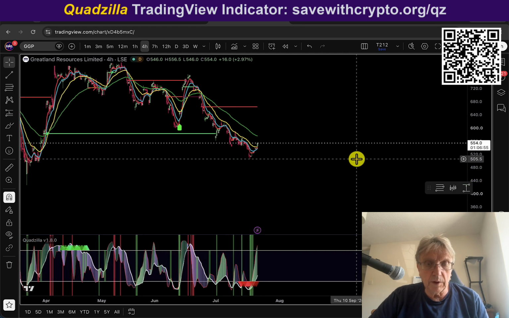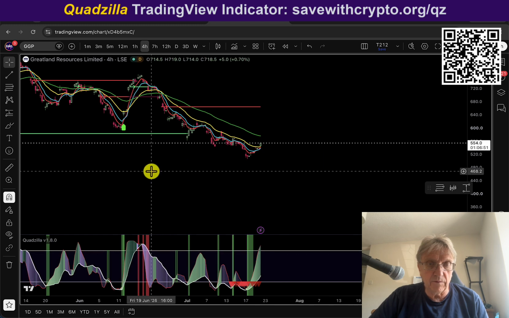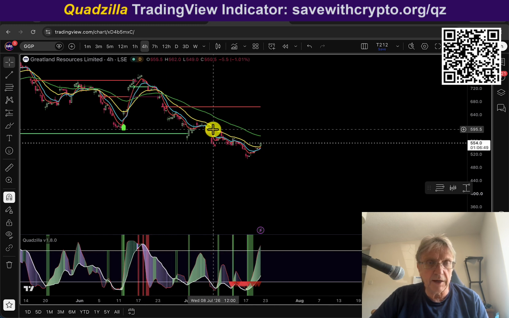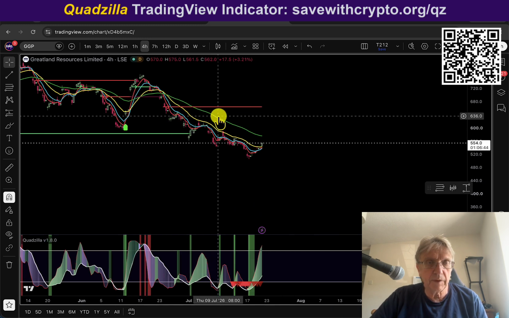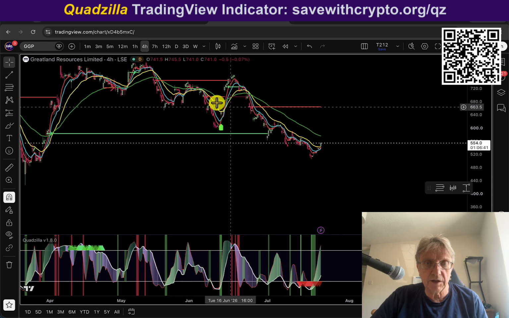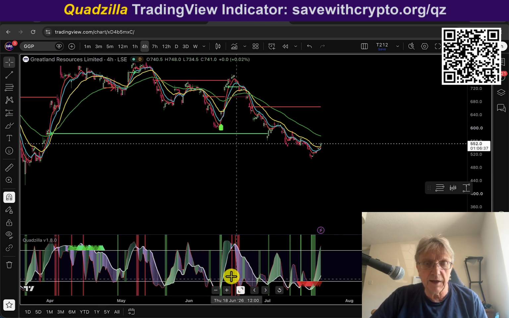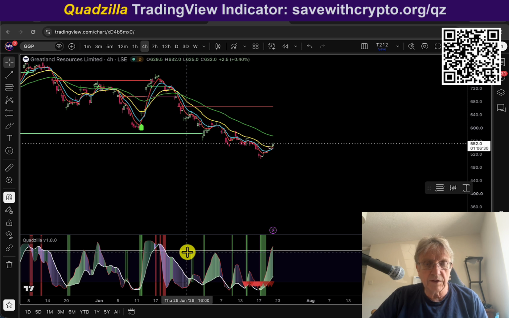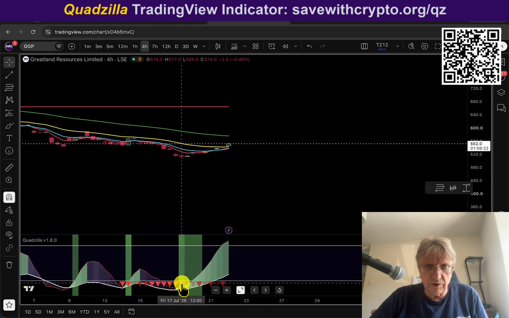Now, what Quadzilla does, it does various things in this upper pane, including these retracement levels here, which very often get completed, as you can see, and it also adds this momentum oscillator down here, which has some extra features to help you visualize what's going on. Now, what we've got at the moment is these red triangles appearing here.